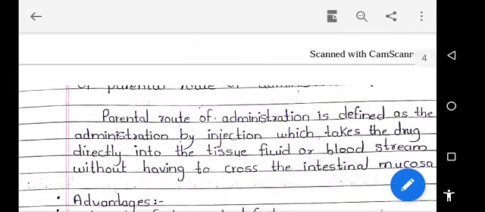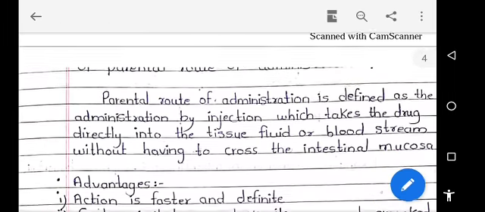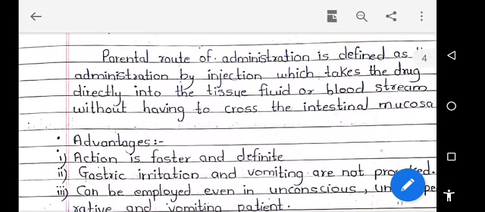Today we will start the drugs and dosage forms. In the last lecture we discussed the syllabus of the drugs and dosage forms. First point of this is the parenteral route of drug administration.